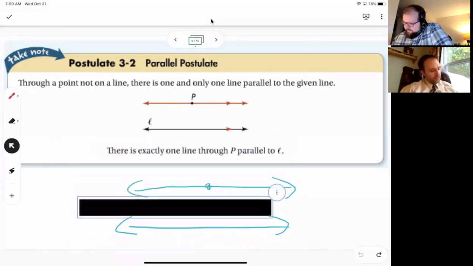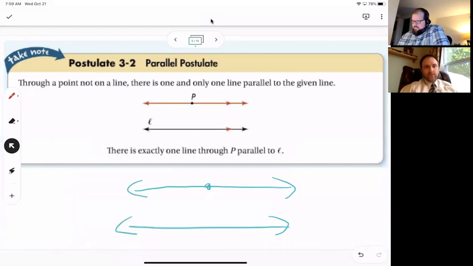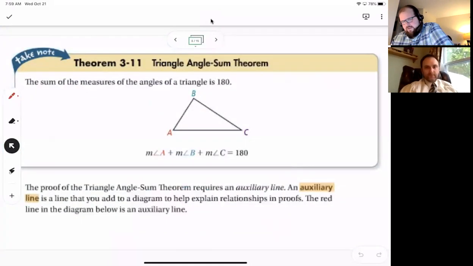What's under this other thing? There's exactly one line through P parallel to L. Isn't that what we just said? Yes. Okay. Sweet. Oh, that's just describing based on the letters they use in the diagram. Okay. I was confused. I was trying to figure out if that was a way of rearranging that, but no.